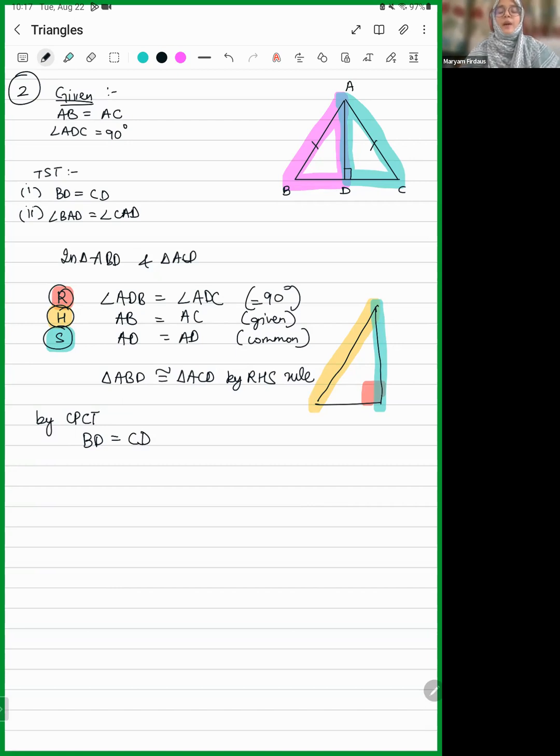CPCT again, corresponding parts of congruent triangles are equal. Ma'am, BC, right? How BC? No. BD only. And similarly, also angle BAD, which is this one, is equal to angle CAD. Okay. All right. Then third question.